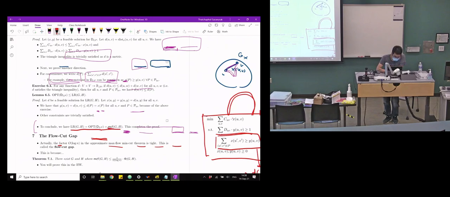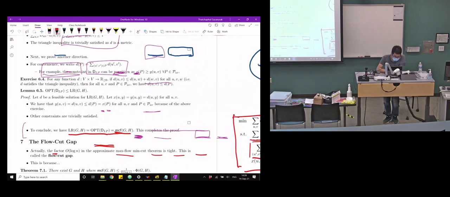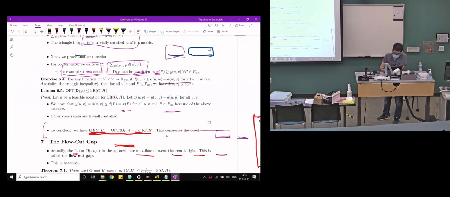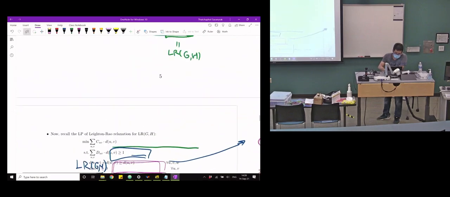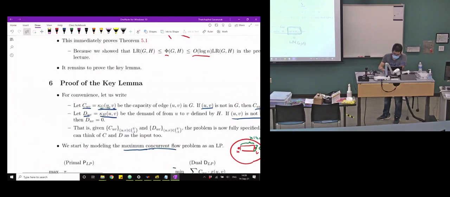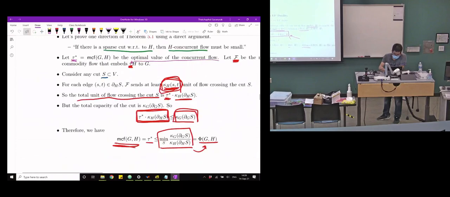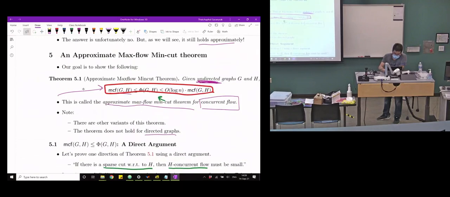The max concurrent flow of GH is the same as the LR relaxation, the latent round relaxation, and that completes the proof of the max flow min cut theorem. Okay. Question?